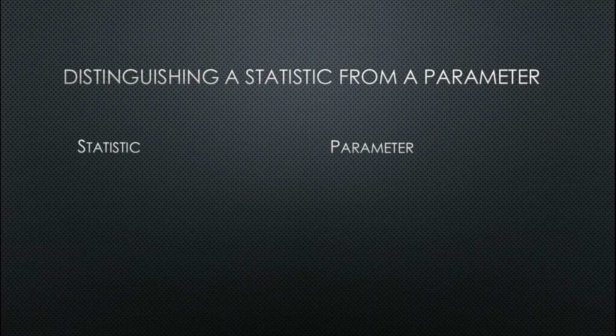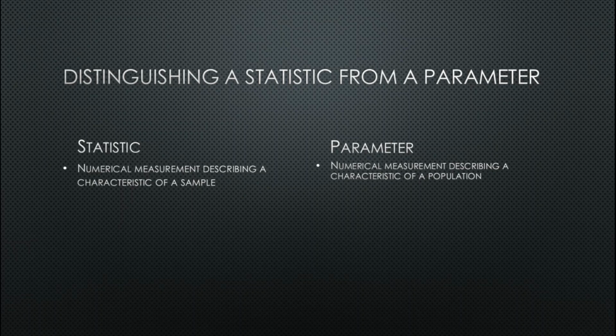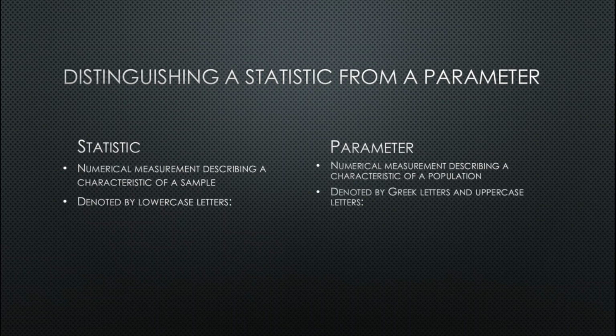Let us distinguish a statistic from a parameter. A statistic is a numerical measurement describing a characteristic of a sample. A parameter, on the other hand, is a numerical measurement describing a characteristic of a population. Statistics are denoted by lowercase letters, while parameters are denoted by Greek letters and uppercase letters.